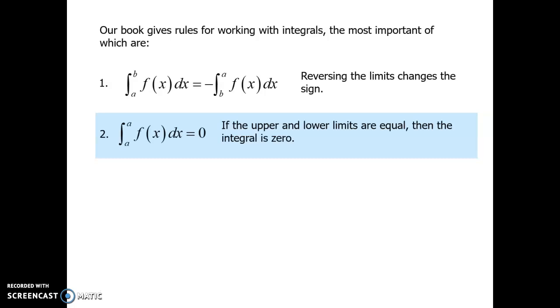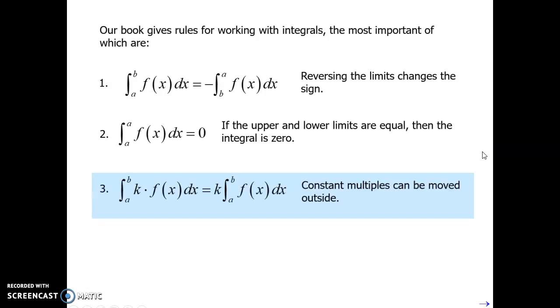The second rule is kind of common sense. If I take the integral from a to a of a function, I started at a and ended at a. I didn't go anywhere, so there is no area underneath the curve. If the upper and lower limits are equal, then the integral is 0.